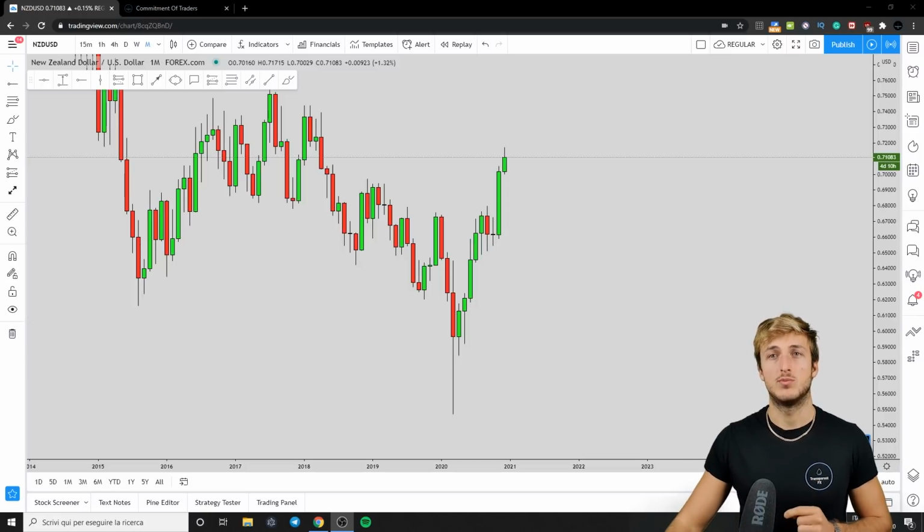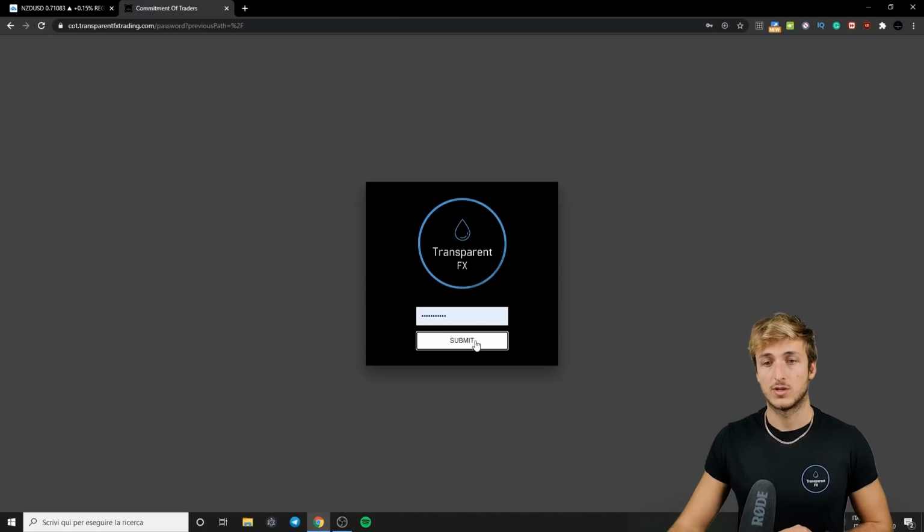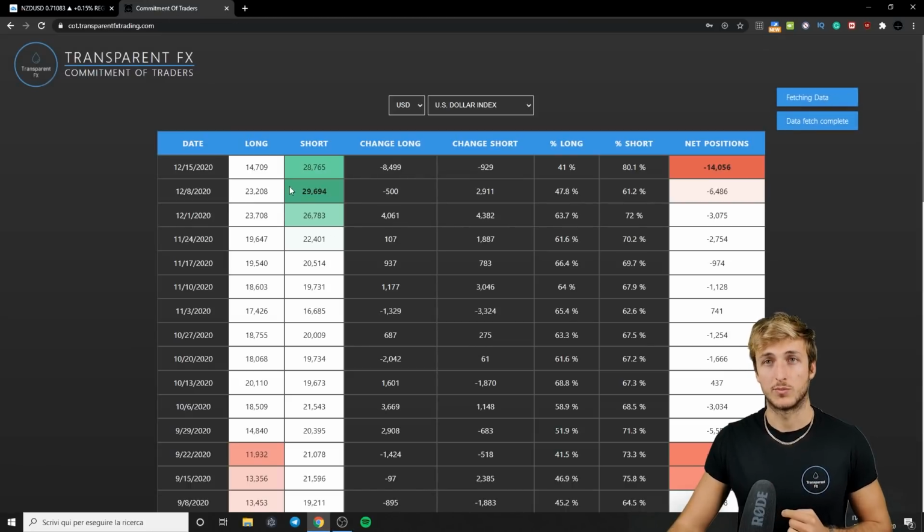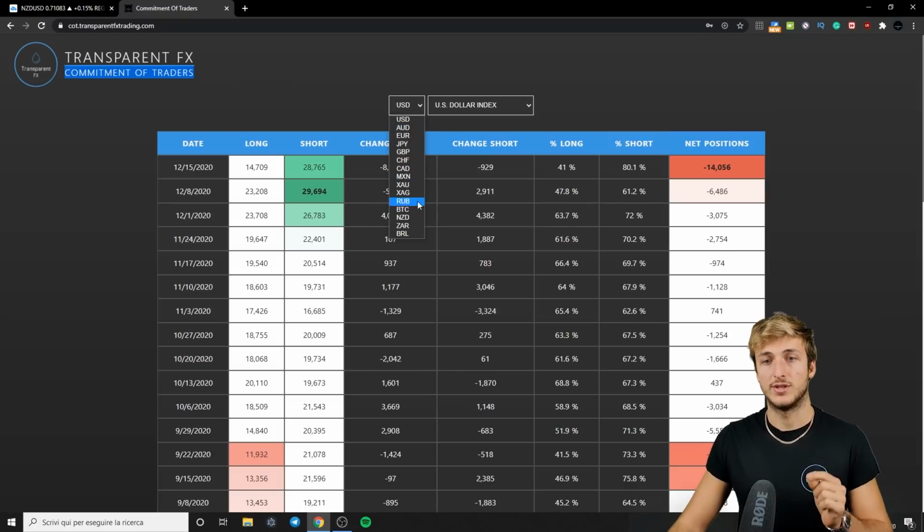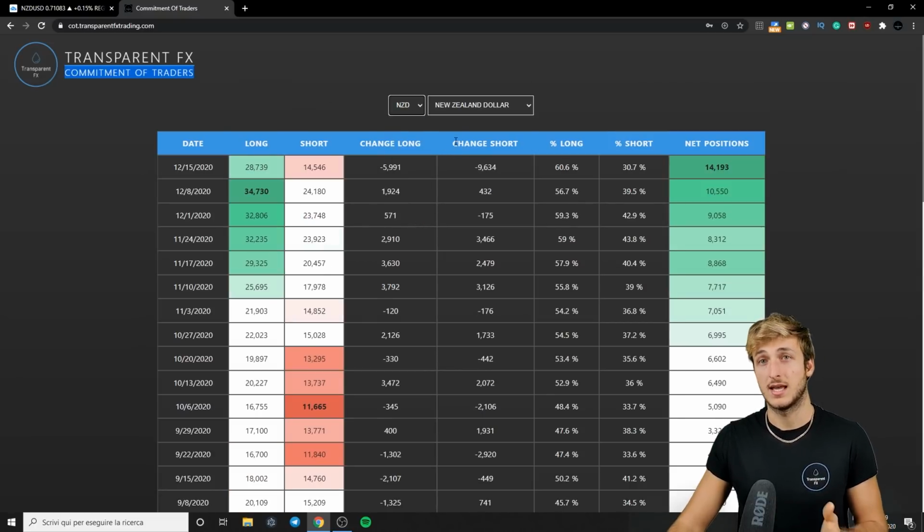So first, I will be breaking down the technical aspect of this pair. We will then go and see what we have from an order flow perspective with the Commitment of Traders by checking what we have on the NZD. So what hedge funds and the biggest banks and institutions in the market are doing on it. And obviously, if you're able to read how their positions are shifting in time, you do have an advantage over your competition in the market.